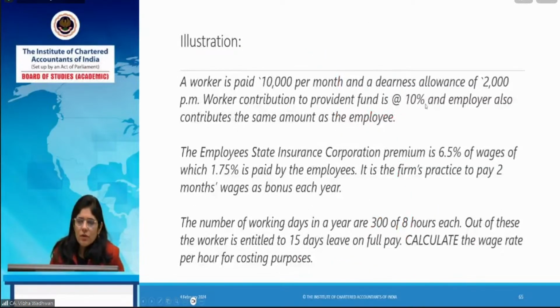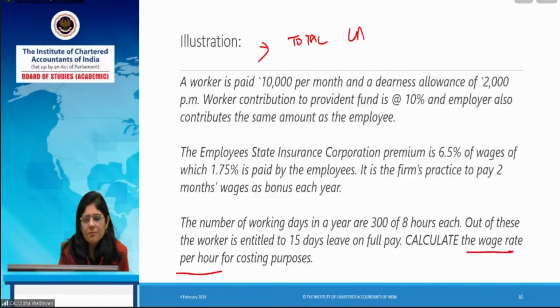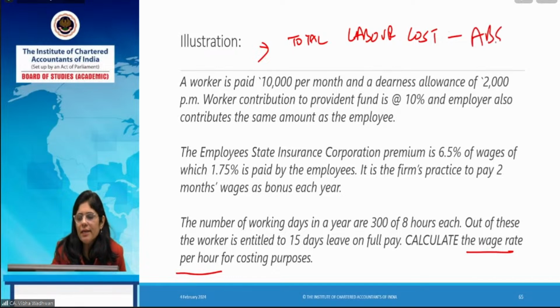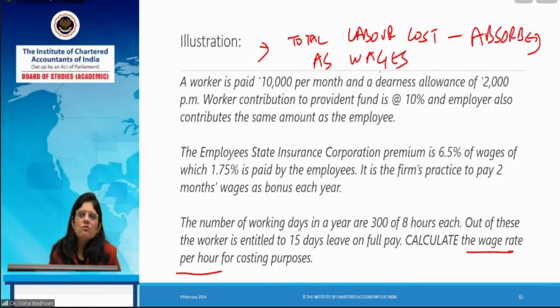So this is an illustration to understand it better. This illustration is when we calculate the wage rate per hour, taking everything as part of wages. We take the total labor cost, and the total labor cost will be absorbed as wages and not as overheads, by calculating the rate per hour. Clear? Okay, good. I am glad the students are able to understand what I'm trying to explain. So this is an illustration.